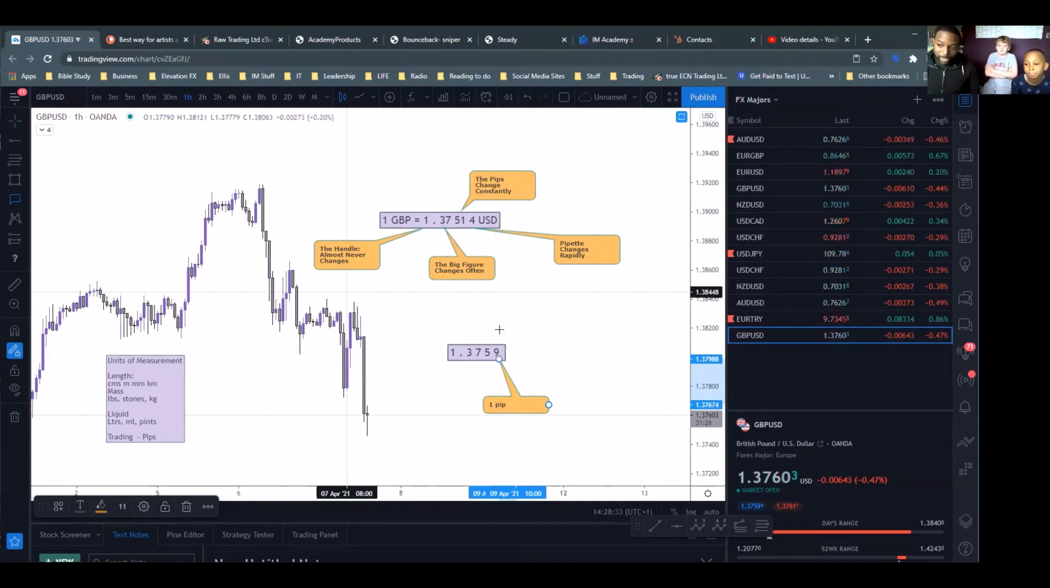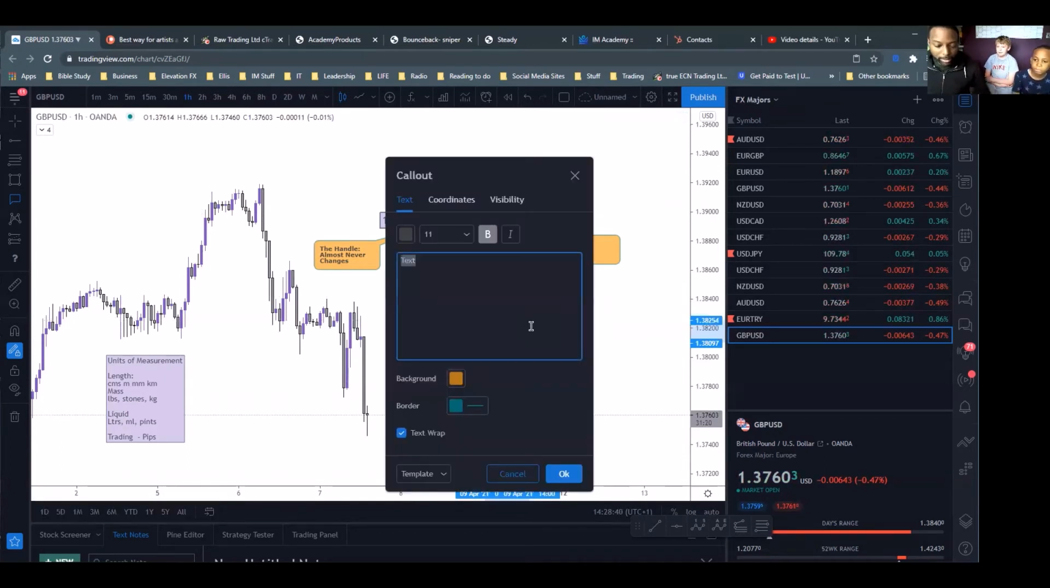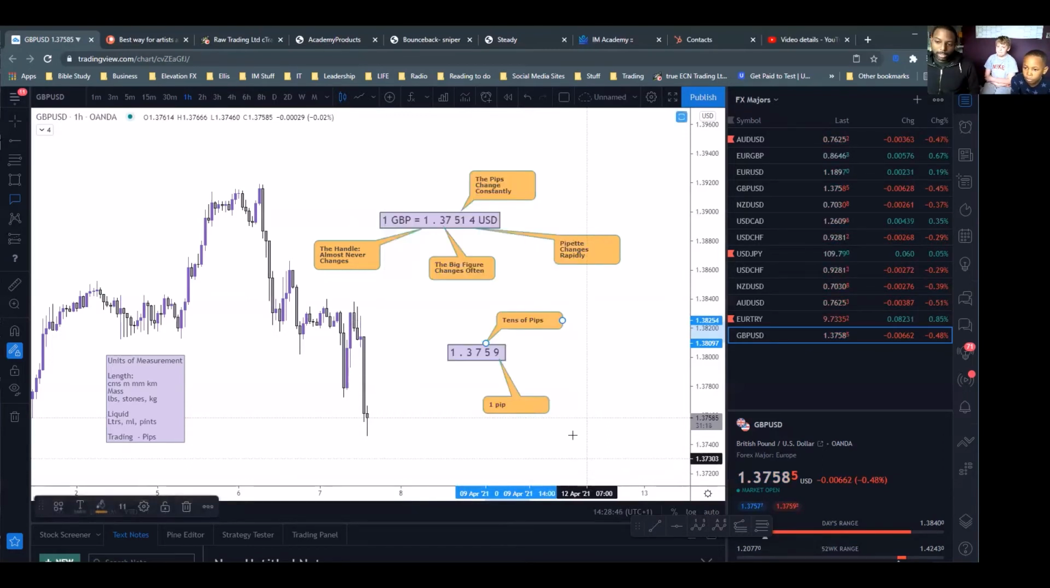So now we know that in here, how many pips is in there? This is the tens column. This is tens of pips. Right. So how many pips? On the 5 and the 9, how many pips is that? No, 59. Yeah, because that's the tens. So 59. Okay.